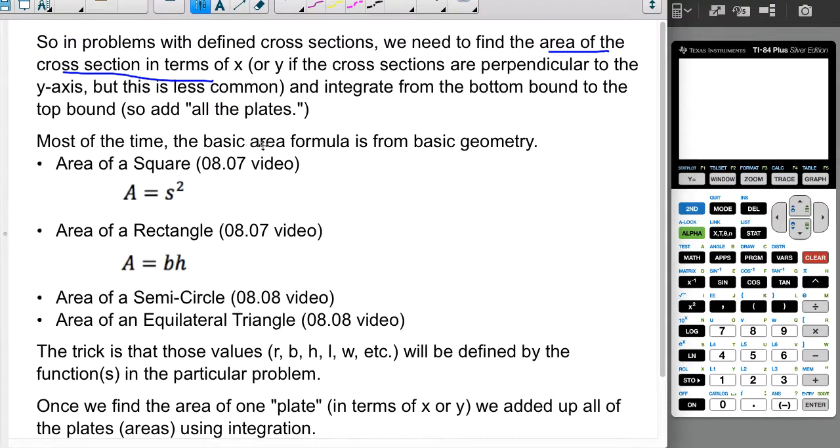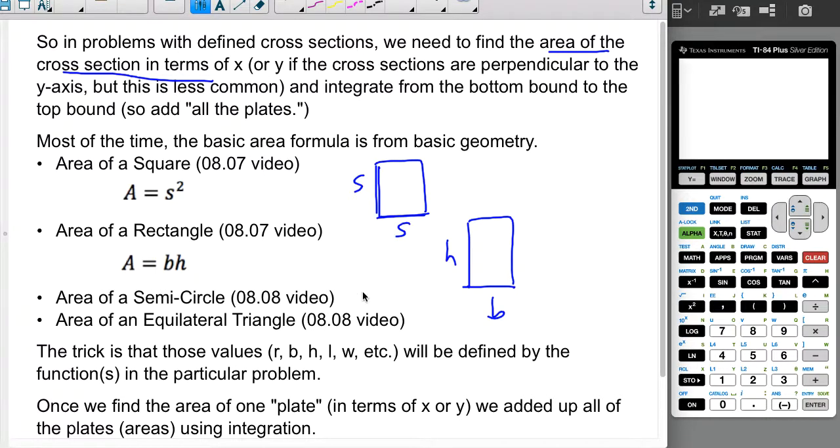Most of the time, these areas that you're finding come from very basic formulae. The area of a square, which we're going to do in this video: it has four sides, but the side lengths are the same, so the area of a square is side times side. The area of a rectangle has a base and a height; it's just base times height. These are formulae that you're very familiar with. They're not a whole bunch of crazy ones. I would say the hardest of them is the equilateral triangle, which we'll touch on in the next video.